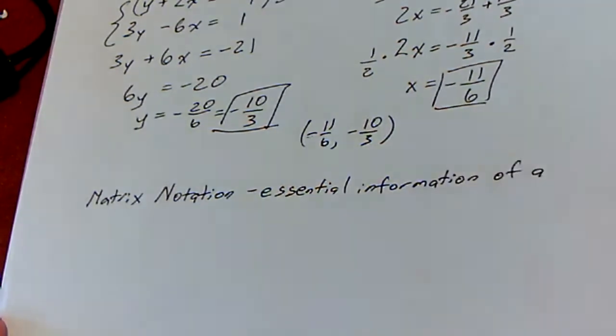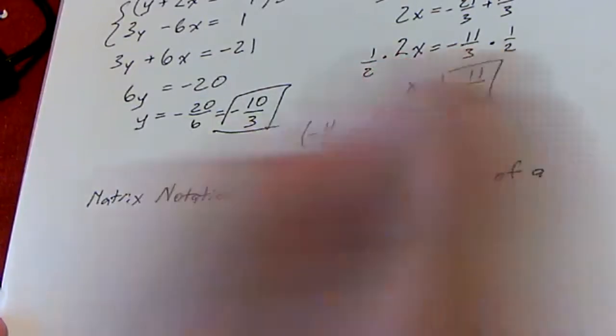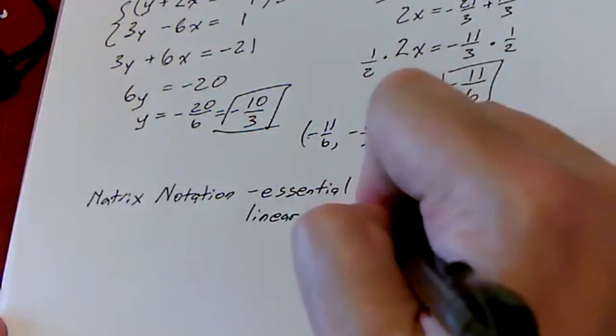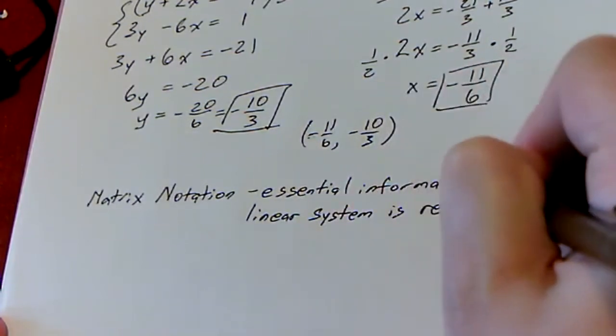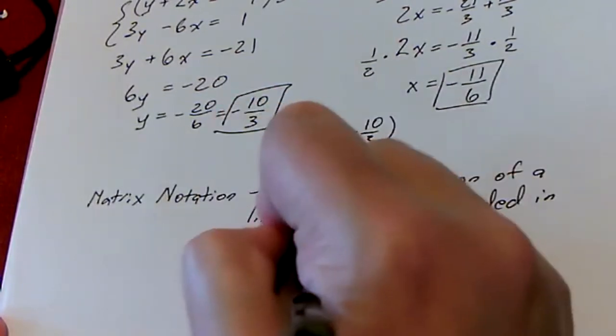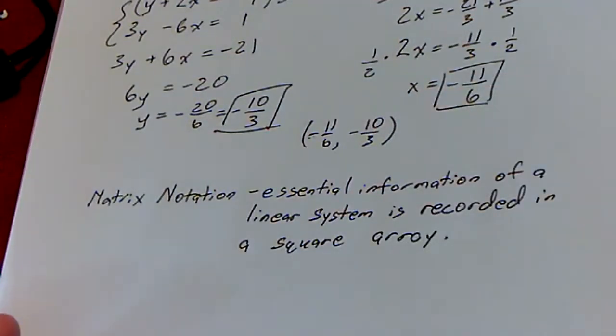the essential information of a linear system is recorded in a square array. Okay, now when we say square array, we're talking about a grid of numbers. When we say square, we're merely saying that the edges are square, right? It actually could be a rectangle when you look at the whole array together, but we still call that a square array. Or more often, we simply call it a matrix.